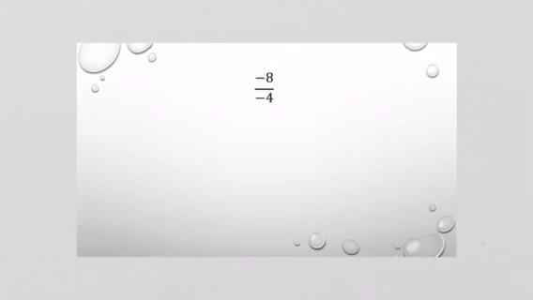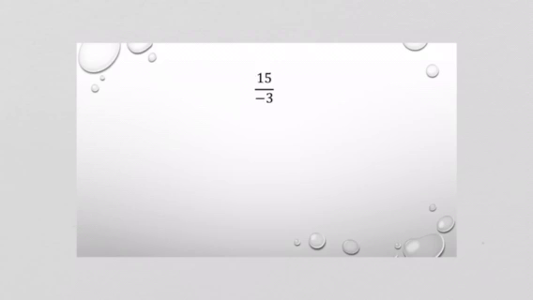Okay, so let's use these rules. We have a negative divided by a negative, so our answer is going to be positive. Negative 8 divided by negative 4, positive 2. What is negative 16 divided by 8? Well, a negative divided by a positive is a negative 2.